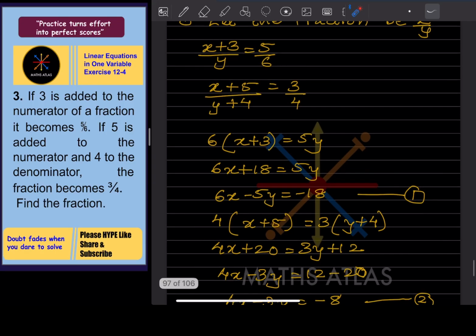So we are going to solve this one. 6x plus 18 will be 5y. So 6x as it is, this will come here, so that is going to be minus 5y, and plus 18 is going to be minus 18. So this will be equation number 1.